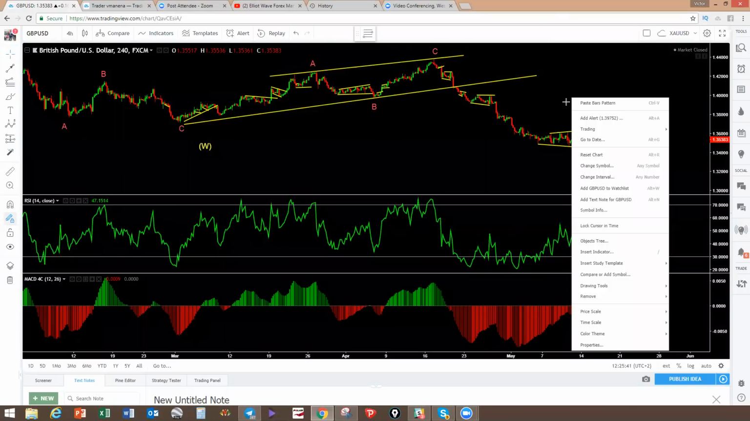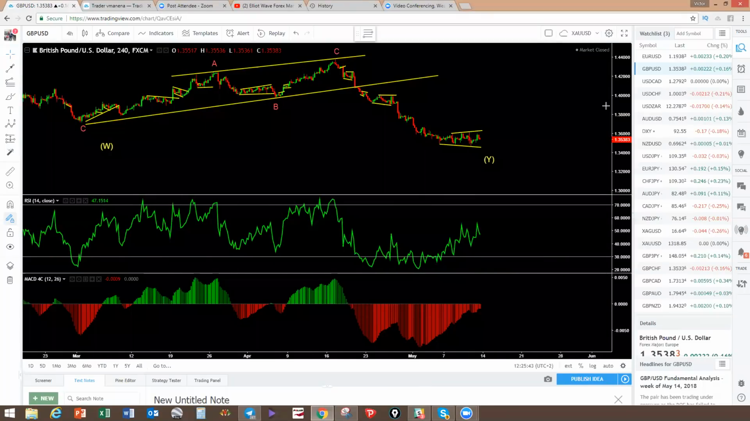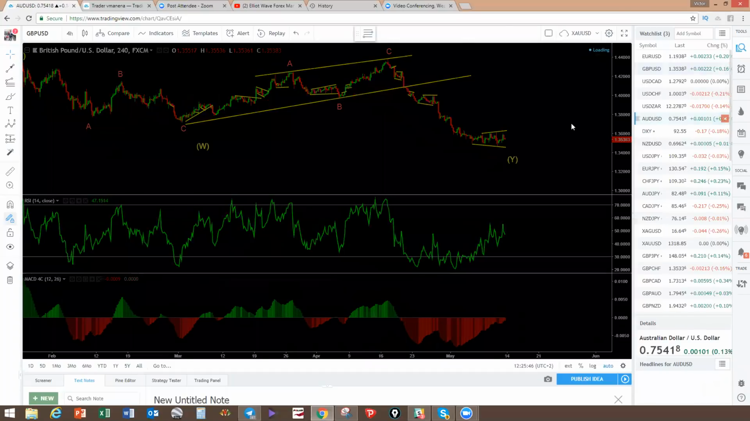Okay, that's pound US dollar. Okay, Audi US dollar.